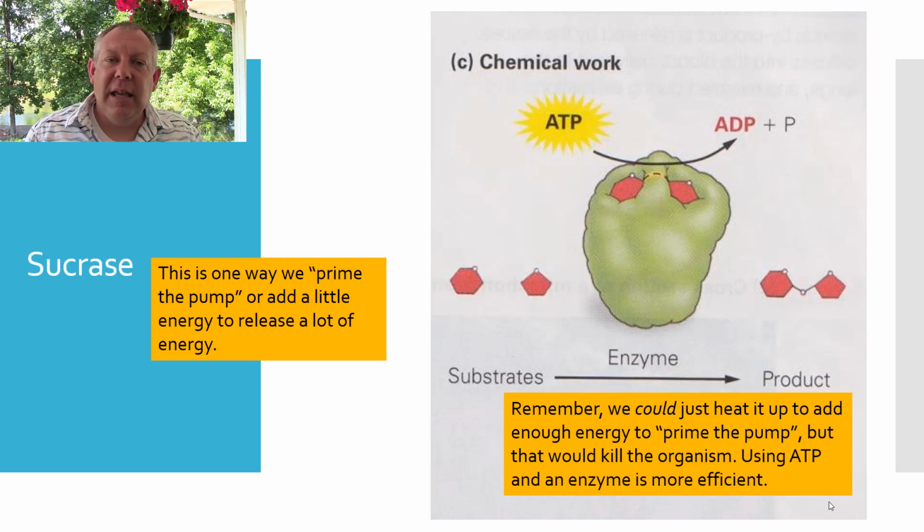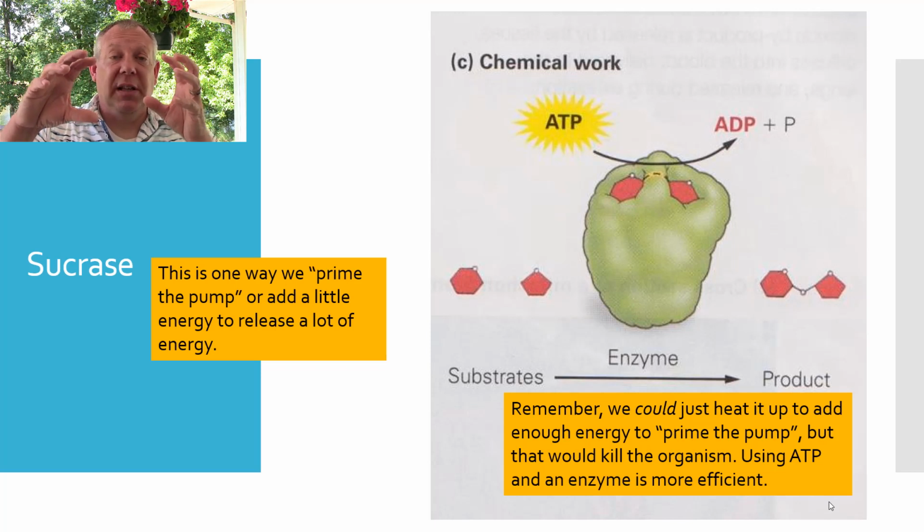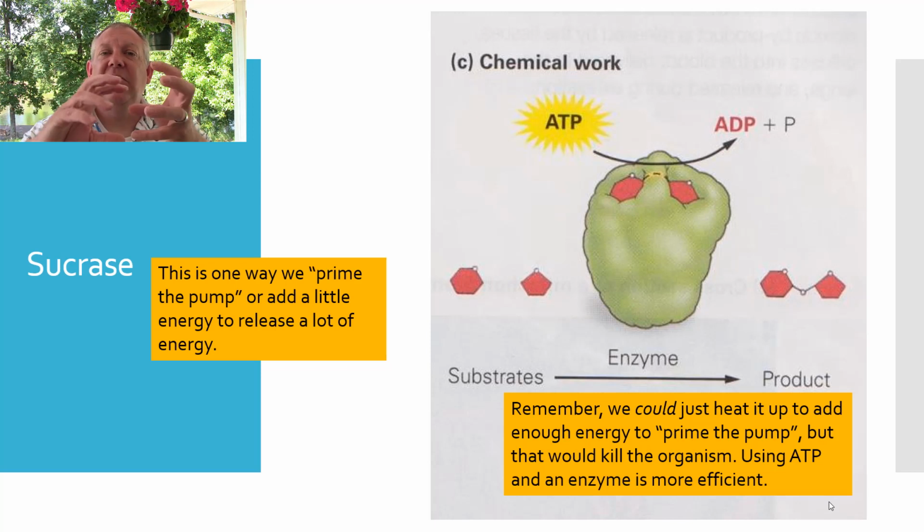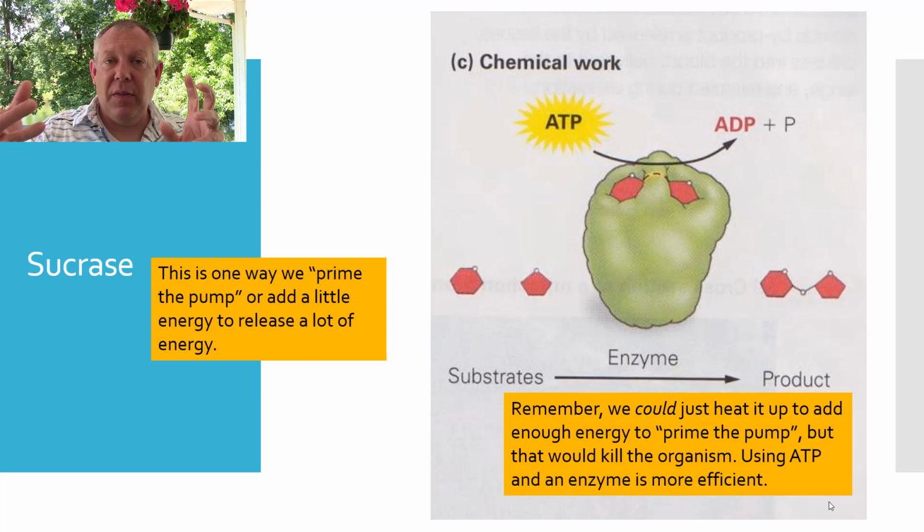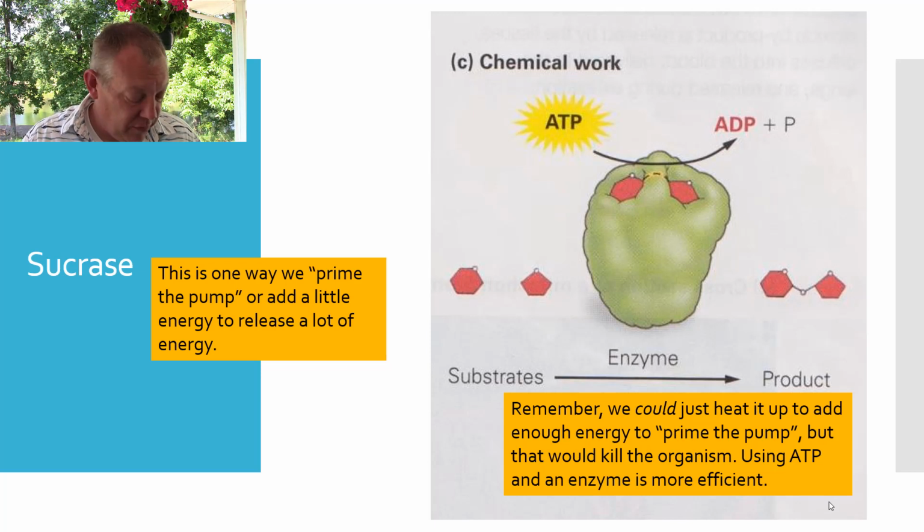By using ATP in an enzyme, it's sort of like using a lever, right? You're using the energy in a more efficient manner. And so we're able to use just a little bit of energy from ATP to change the shape of the enzyme, to stress those bonds, to break them, to release the energy. And then we can use that energy for something else.